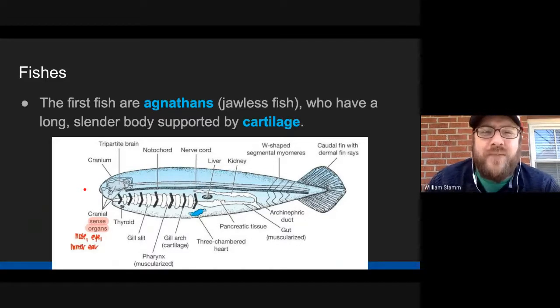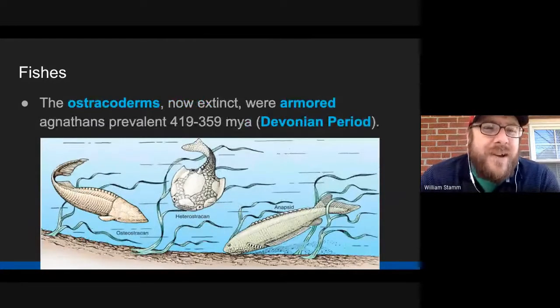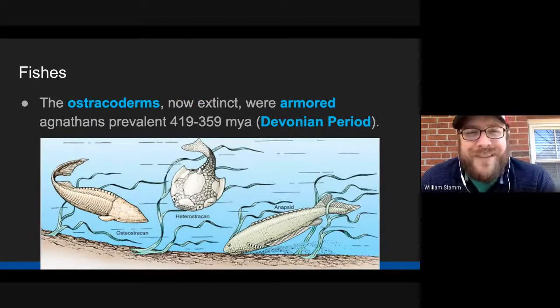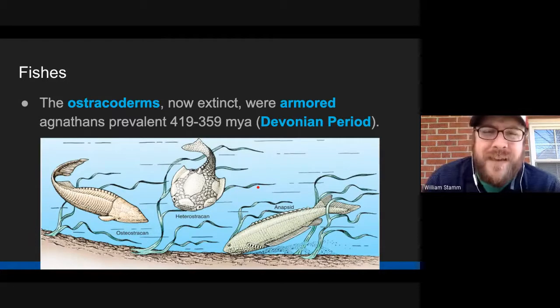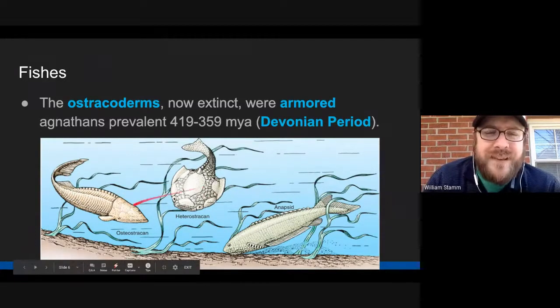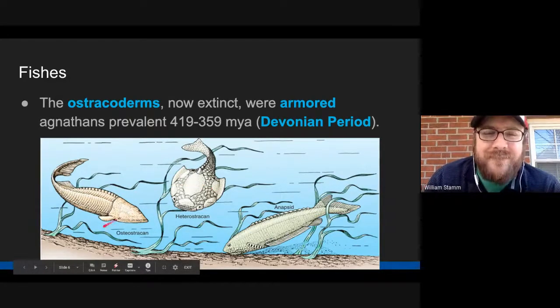The very first ones were called the ostracoderms. They're basically jawless fish with armored plates, and they're very common in the Devonian period, about 400 million years ago. These are some renditions of what they would have looked like based on fossilized finds. Pretty cool. No jaws in these. There's no jaw structure, but they are very much a fish-like organism because they are fish.